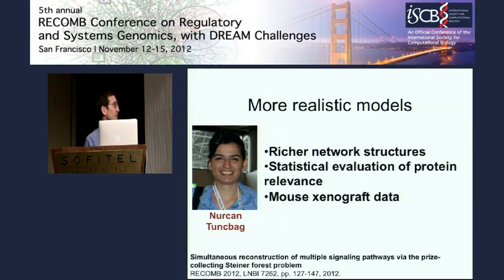And so Nurjan, with some of our collaborators, has developed a very efficient way of discovering prize-collecting Steiner forests. You can read about the details of that algorithm in her Recomb paper. She's also used methods for evaluating statistical significance of any of the nodes that we detect. For example, that P300 protein that's sticky, how often do we get it in random networks? So she can very rigorously assess the statistical significance of those sticky nodes. She's also been working with mouse xenograft data, so we've gone from just cell line models to mouse models of the tumors that are being propagated in mice.